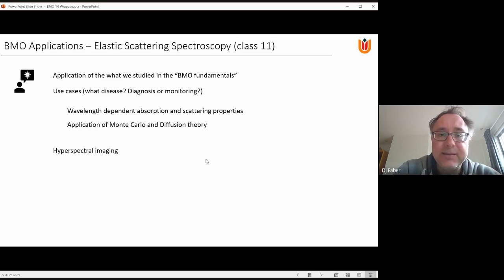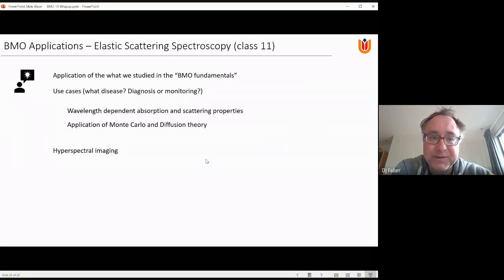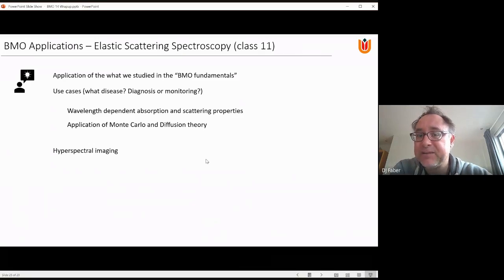Then Dick's class on elastic scattering spectroscopy. That was basically a very big application of the things we studied already in the fundamentals. So it related to absorption and scattering properties. It related to Monte Carlo simulations, to the diffusion approximation. So that's then a great overview of the applications.